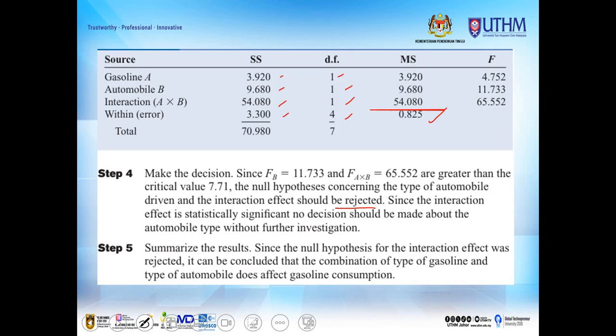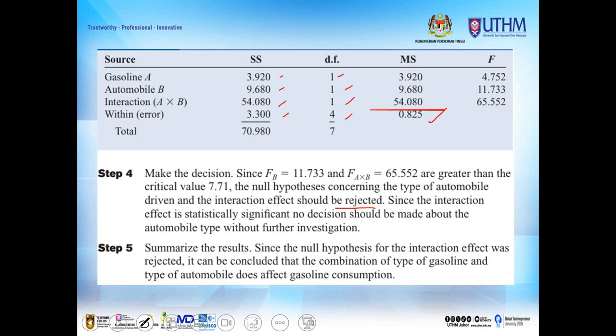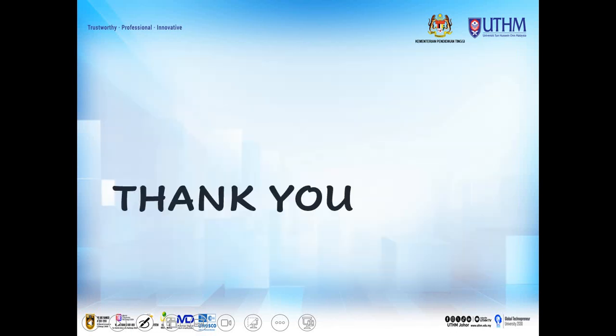So we just summarize the result. Since the null hypothesis for the interaction effect was rejected, it can be concluded that the combination of type of gasoline and automobile does affect the gasoline consumption. That's all for part 3, which is two-way ANOVA. By the way, we are done with the chapter 3 class.